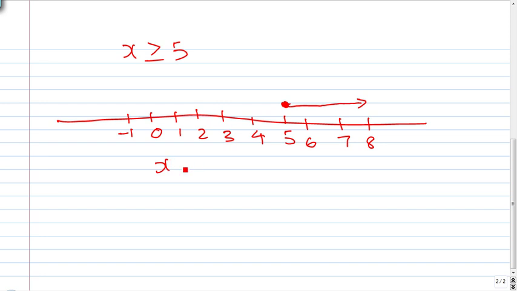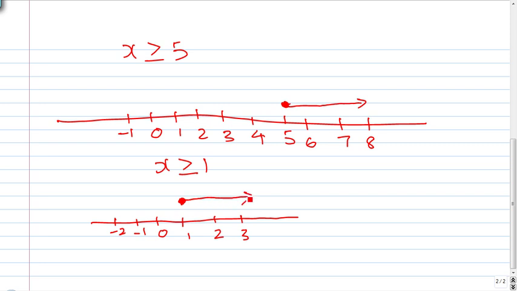Let's say x is greater than or equal to 1. So this is -2, -1, 0, 1, 2, 3. Because of the equal sign here, greater than or equal to 1, we let it extend towards the right.